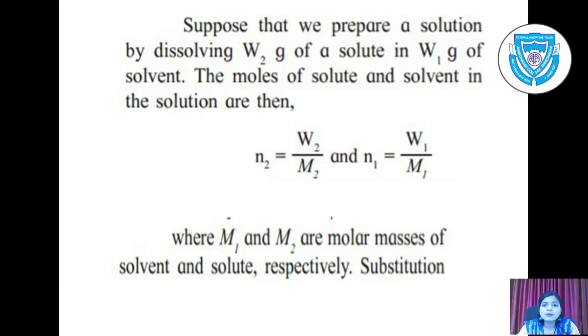Now suppose that we prepare a solution by dissolving W₂ gram of solute in W₁ gram of solvent. The moles of solute and solvent in the solution are then n₂ equal to W₂ upon M₂ and n₁ equal to W₁ upon M₁, where M₁ and M₂ are the molar masses of solvent and solute respectively. We already know how to calculate the number of moles: number of moles is equal to weight upon molar mass.